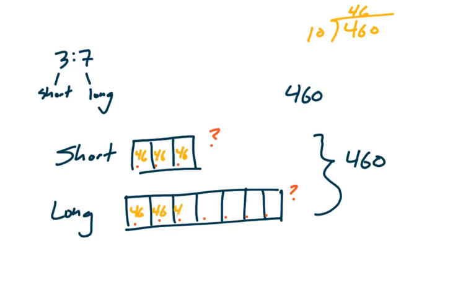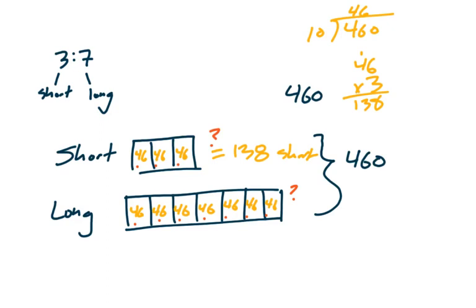Okay, well, if we know that every box represents 46 shirts, let's take a look at how many short sleeve shirts there would be and how many long sleeve shirts there would be. If we look at short sleeve, we would say there are 3 boxes with 46 for each box, and we could add that or we could multiply. If we do our multiplication here, we can see that that stands for 138 short sleeve shirts in all.